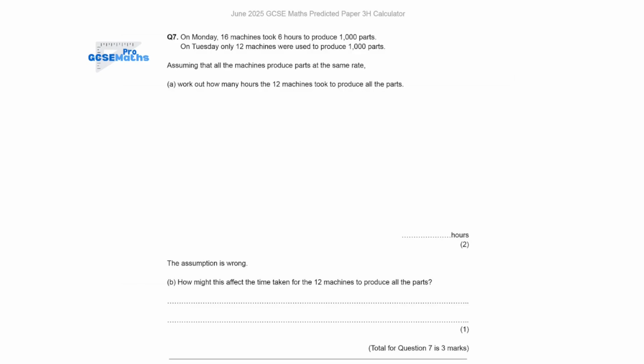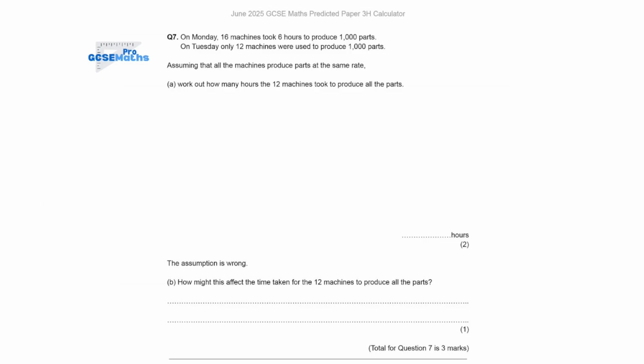Question 7. On Monday, 60 machines took 6 hours to produce 1,000 parts. On Tuesday, only 12 machines were used to produce 1,000 parts. Assuming that all the machines produce parts at the same rate, work out how many hours the 12 machines took to produce all of the parts.